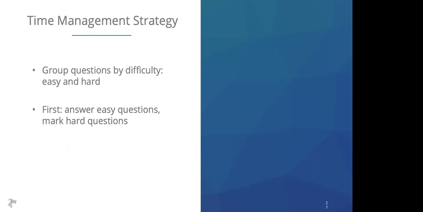So after you've answered all the easy questions and gone through the whole section, go back and do the hard questions and work on those last. So the idea is get all the easy points first, then go back and do the hard points. Remember, the easy questions and the hard questions are worth the same amount. Each question is worth 1 point.